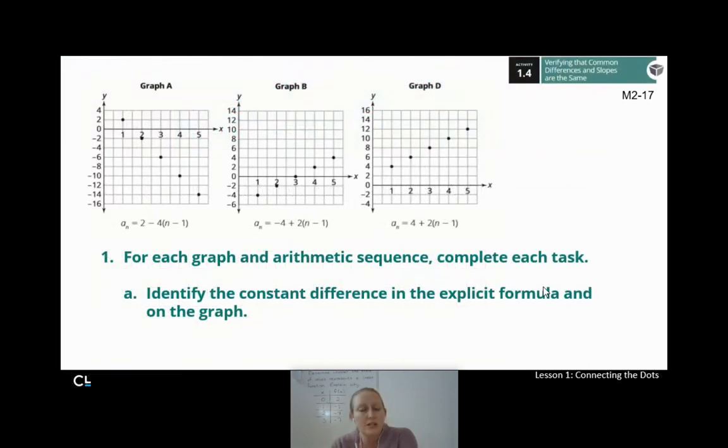So I have a few things I'd like you to do. First, for each graph and arithmetic sequence, can you identify the constant difference in the explicit formula? On the graph it's harder to find, so it's easier to find on the formula, obviously. So go ahead and find the constant difference for A, B, and D. Hit pause, write it down, hit play, keep going.